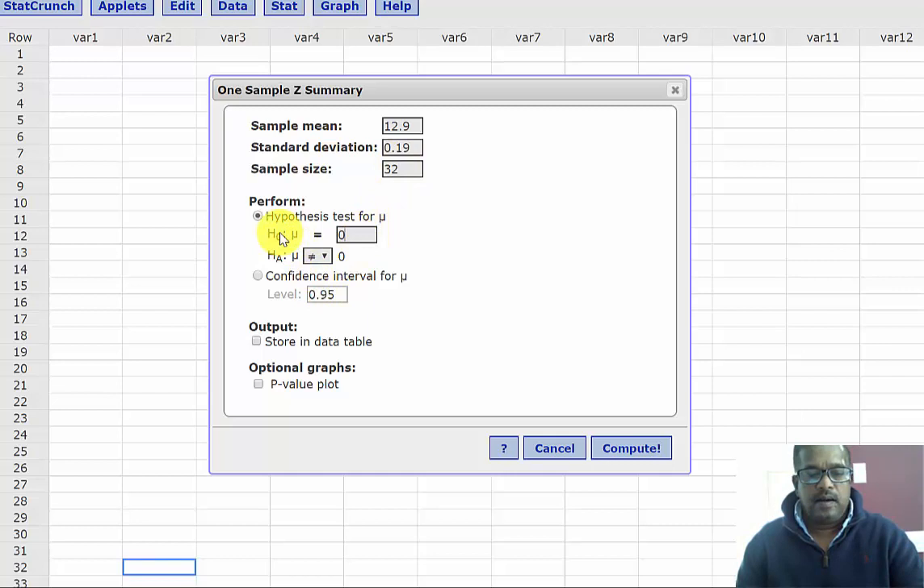And then here, hypothesis test, we need to select our alternative. Alternative is less than 13. We put 13 over here. That automatically comes to this one. So only thing you have to select is this alternate and the number over here. And then you compute.